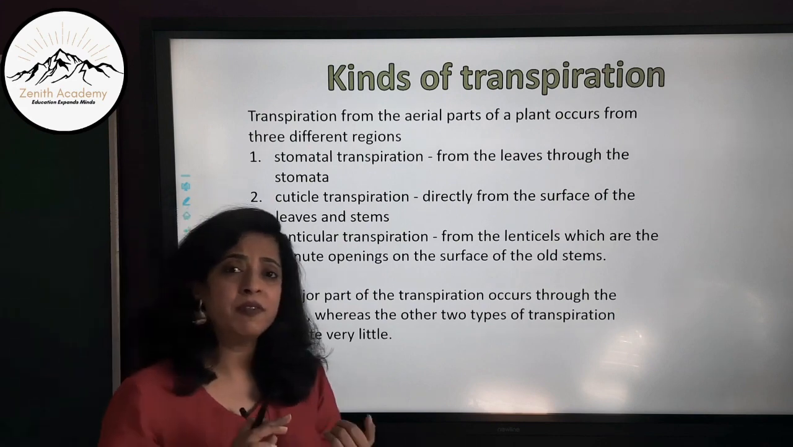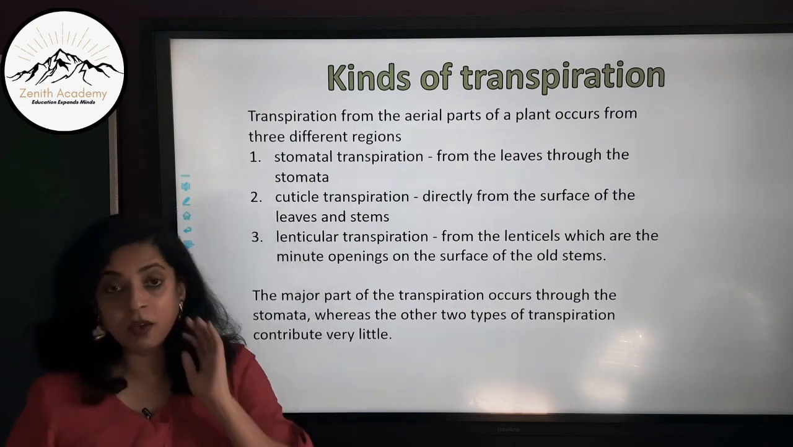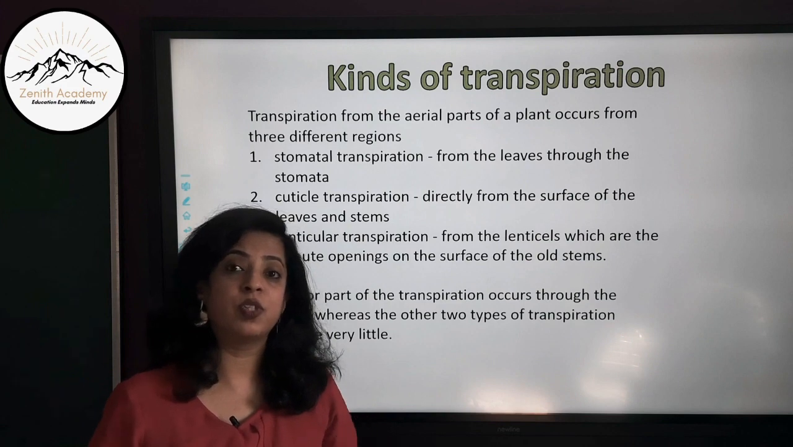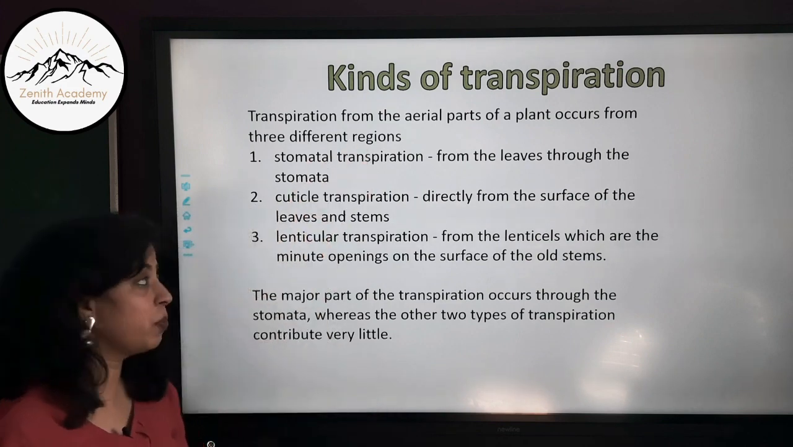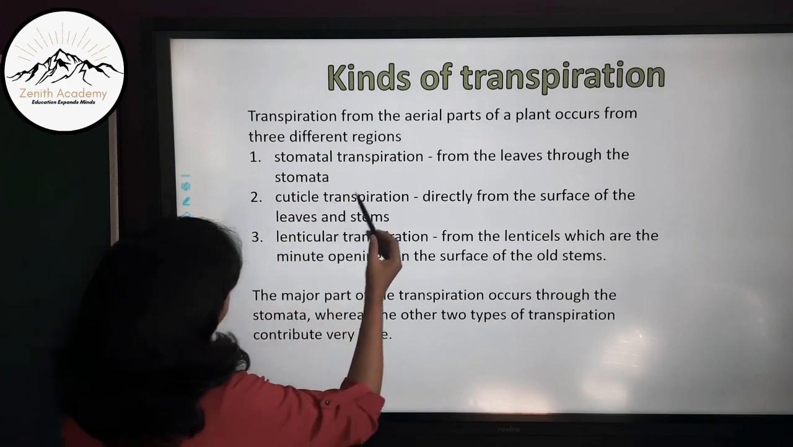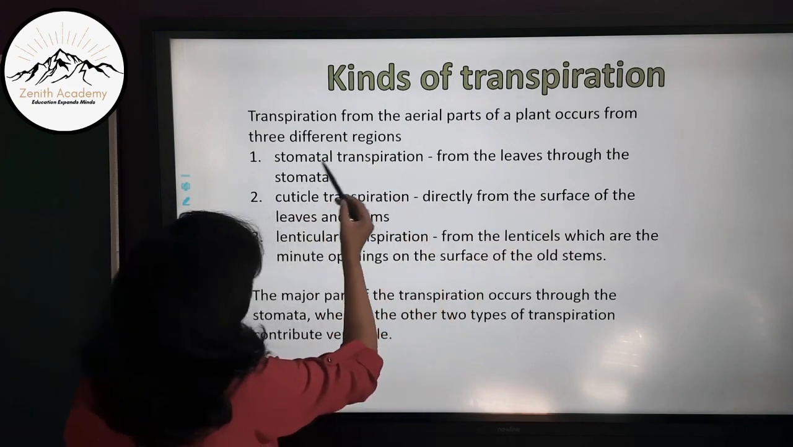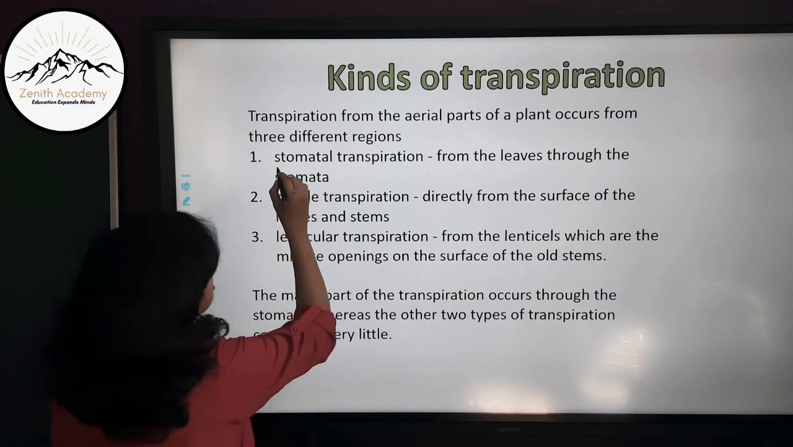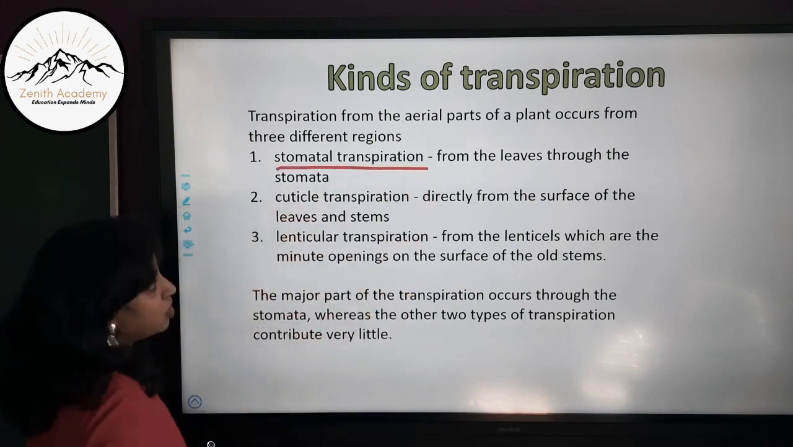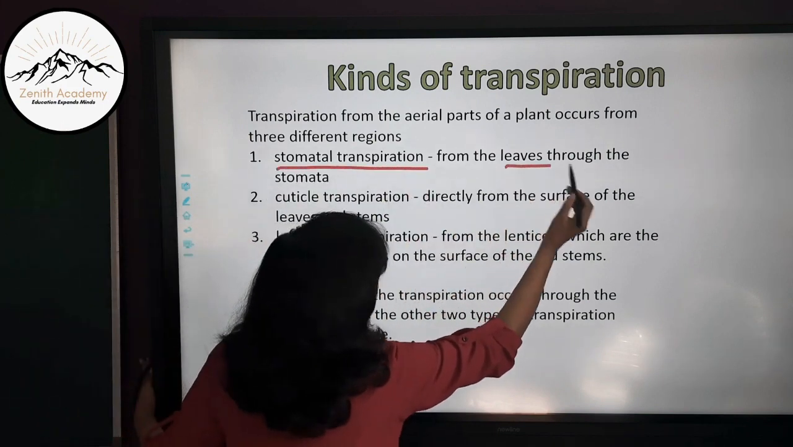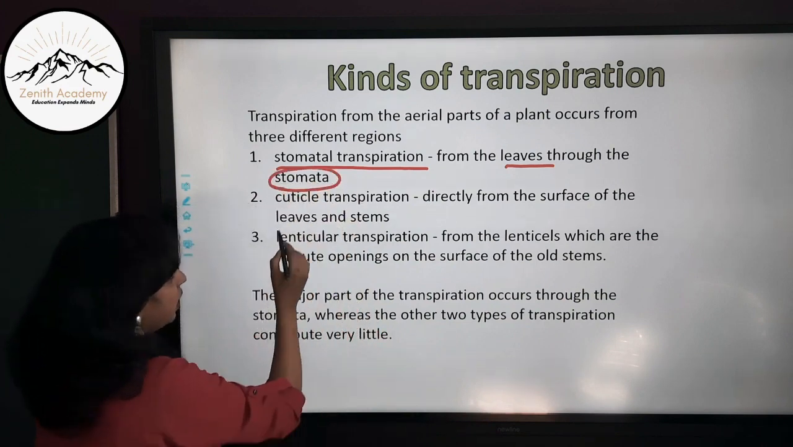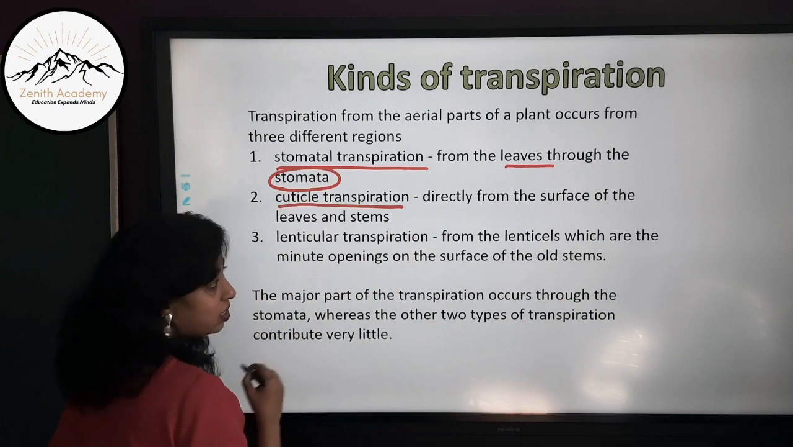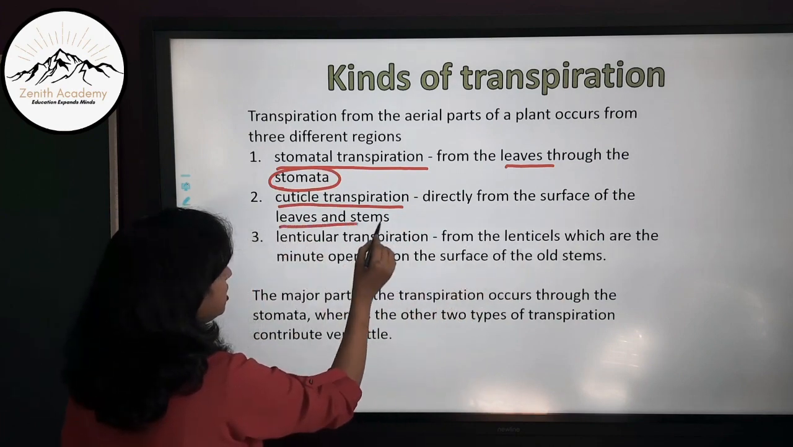Now we have studied what is transpiration. We did certain experiments to study that transpiration. Now there are 3 different kinds of transpiration. Transpiration from the aerial parts of the plant occurs from 3 different regions. First is stomatal transpiration, that is transpiration from the leaves through the stomata. We will study this in detail. Second is cuticle transpiration, that is directly from the surface of the leaves and stems.